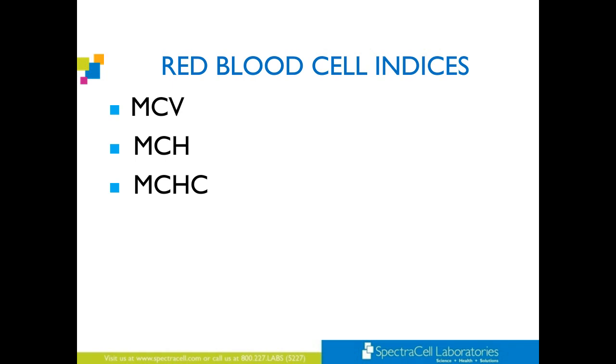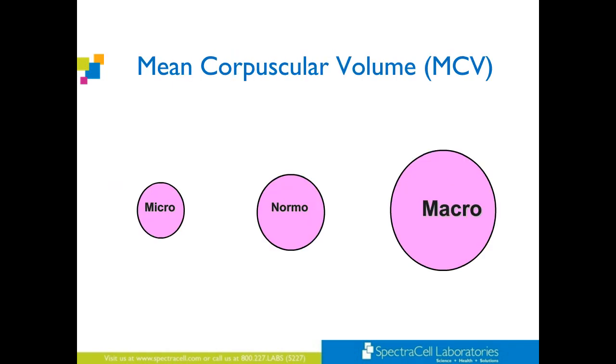So, of course, when we look at a MCV, we know that this is the average volume of the red blood cells collected in the sample. So we may have some small ones, we may have some large ones, and of course we want the normal size, or the middle example there.